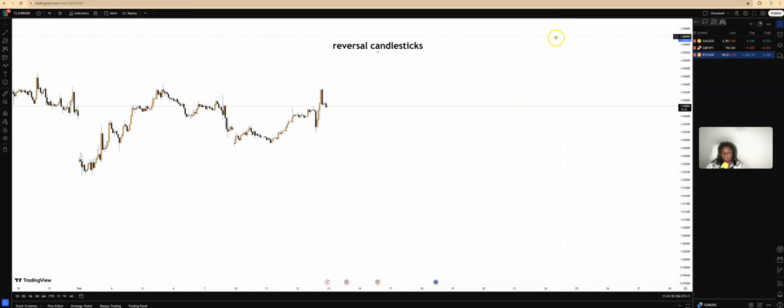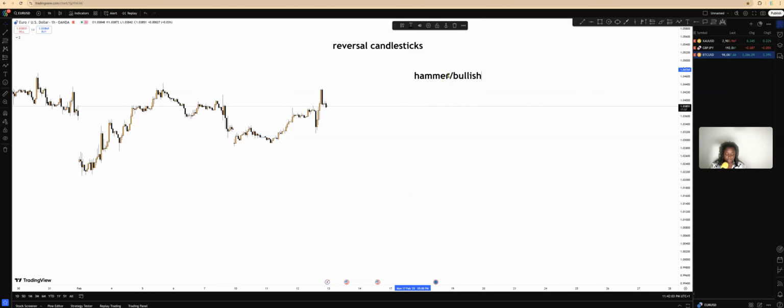So the very first one we're talking about is the hammer, right? You call it a hammer. Some also call it the bullish piercing, right? This is a very common candlestick that we see in the charts. The hammer is a bullish reversal candlestick pattern made of 1 single candle.